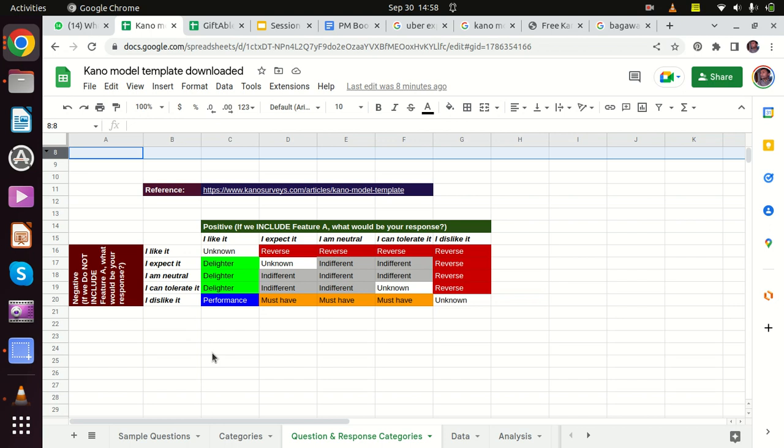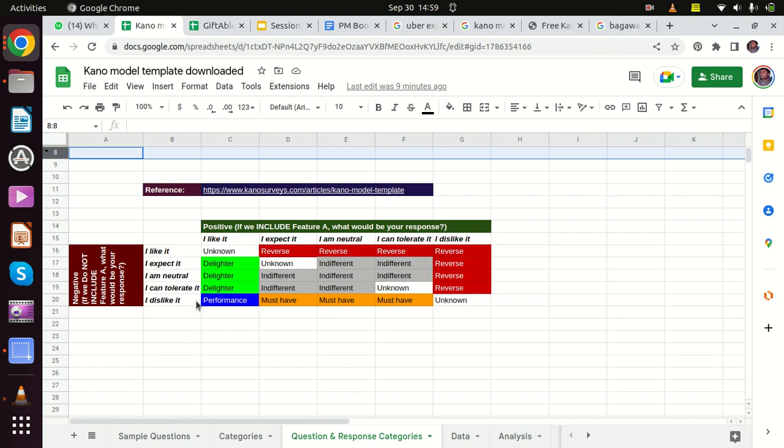Now the same feature A, I don't give it, what will be your response? Customer says, I can tolerate it. If you don't give it, I'm okay. Now, for the functional question, the customer says, I like it if you give me. So I can tolerate it if you don't give me, but I like it if you actually give me the feature. That, my dear friends, is a delighter, as you can see over here.